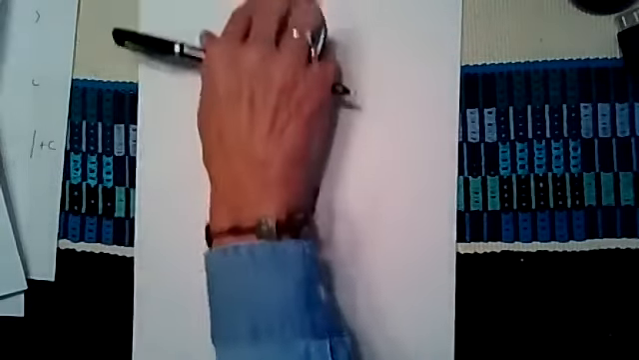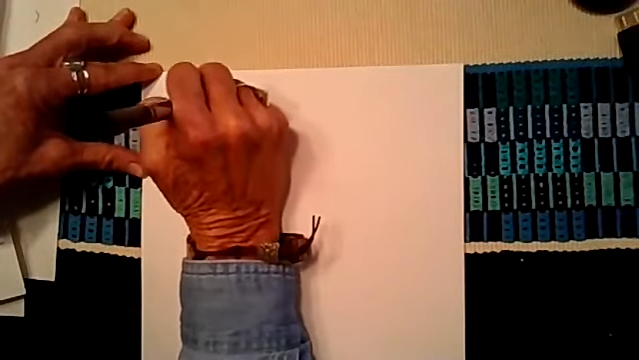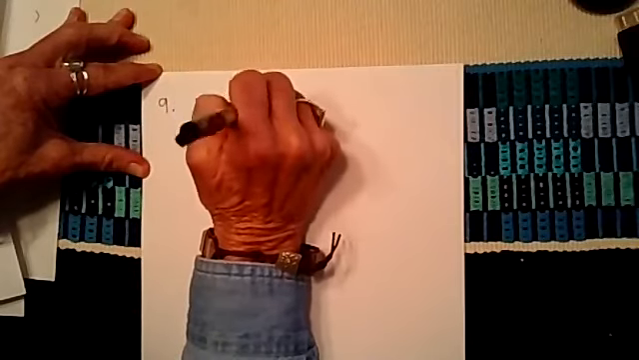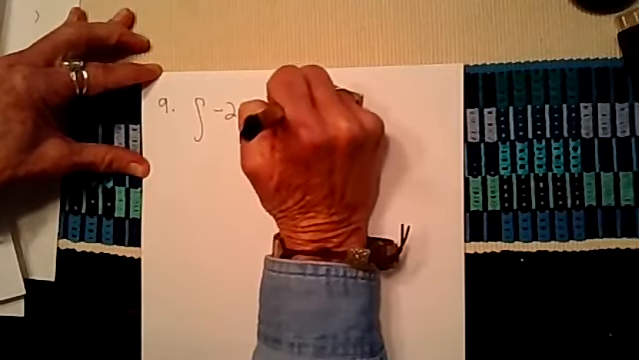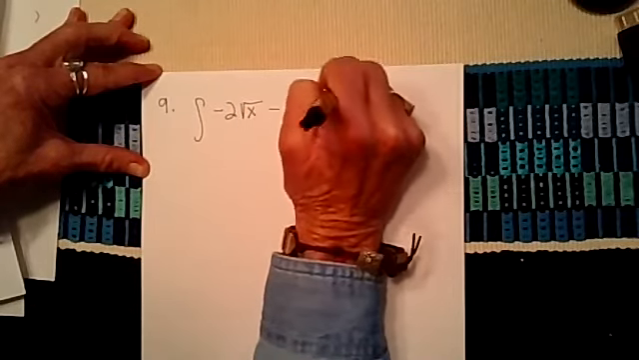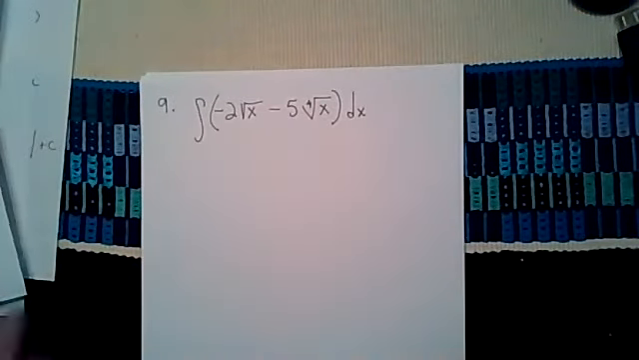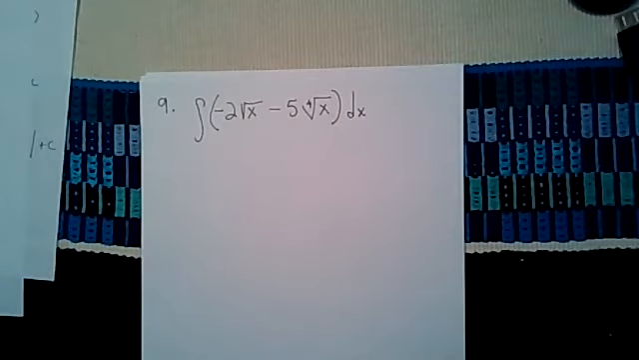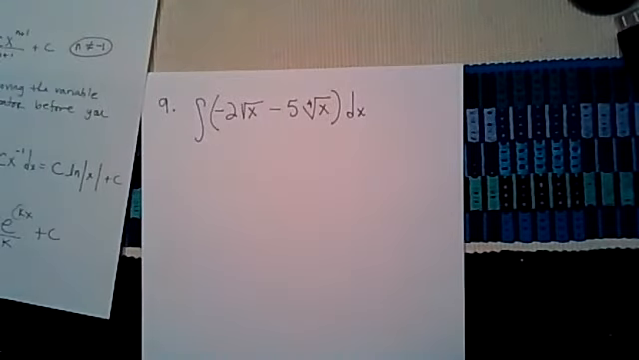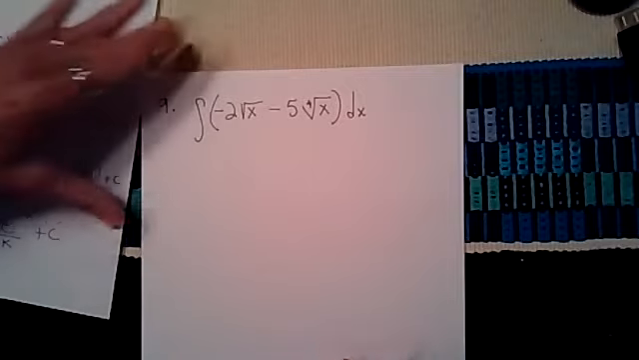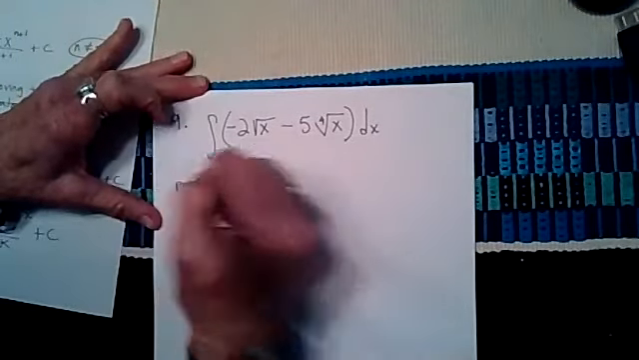Okay, so here, question number 9. The integral of negative 2 square root of x, we talked about this, minus 5 times the 4th root of x dx. Okay, so I've got radicals, and I've got to rewrite those radicals. So I think that we talked about sometimes when they give them to us in terms of radicals that we have to rewrite them, but I can't really find where I wrote that, so we're just going to write it again.